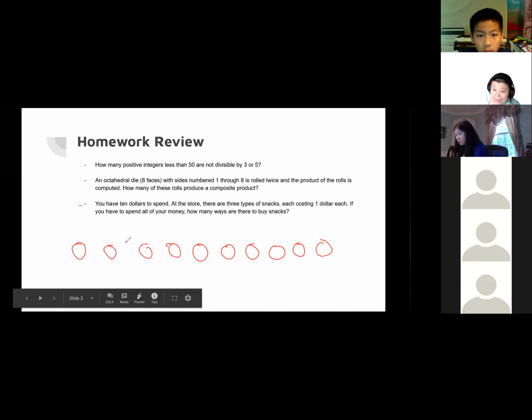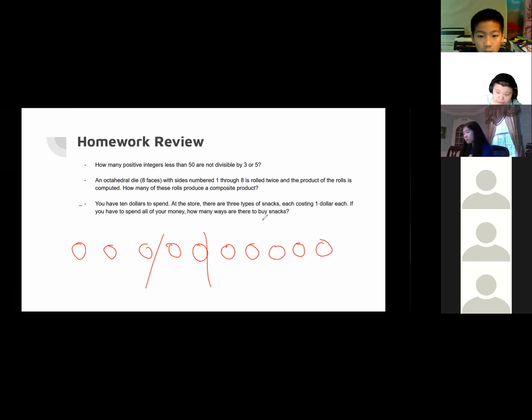So no matter how you place these two dividers, it'll always be a valid way to spend your money. For example, you have $2 for the first stack, 0 for the second, and 8 for the third, or 0, 6 and 4, or 3, 2, and 5, and so on. No matter how you split your money, it'll always correspond to one of these. Like if I spend 4 and 2 and 4, you can see how that works.